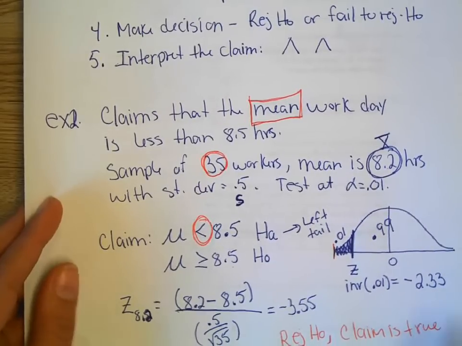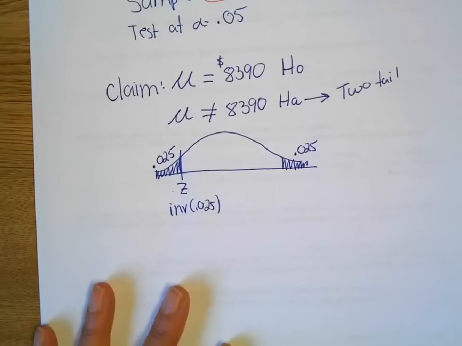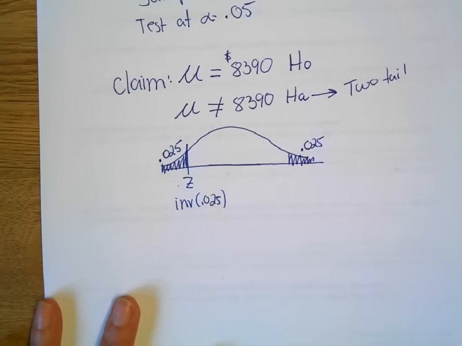I think, for the claim, how do we... Oh, no, here the claim was the Ha. Yes. This time my claim is the Ho. So I'm going to be on the other side of the chart this time. Why do we do that? Alright. What's the inf norm of .025?